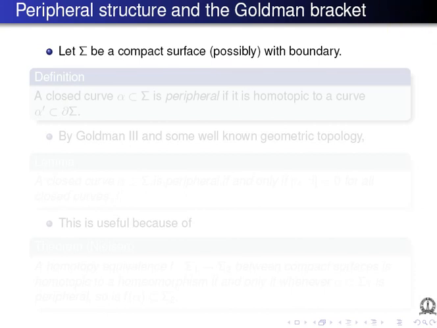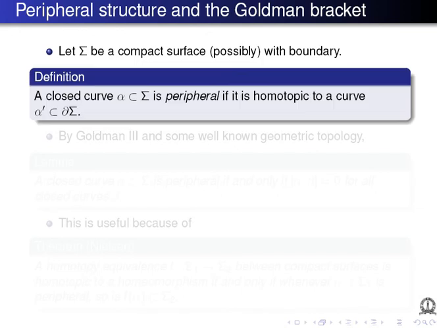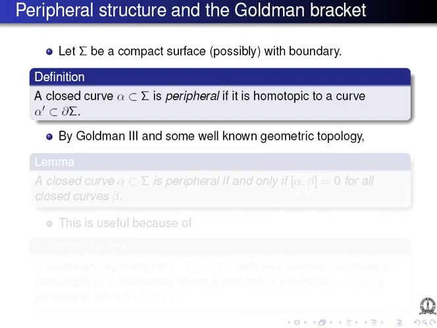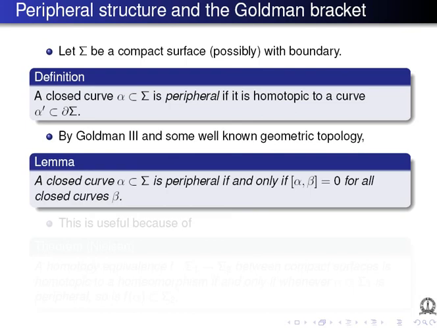So let's take a compact surface, possibly with boundary. All this works even without boundary. A closed curve is peripheral if it's homotopic to a curve in the boundary. Okay. By using Goldman's third theorem and some well-known geometric topology, a closed curve alpha is peripheral if and only if its Goldman bracket with all closed curves beta is trivial.